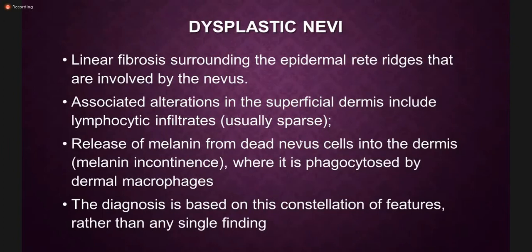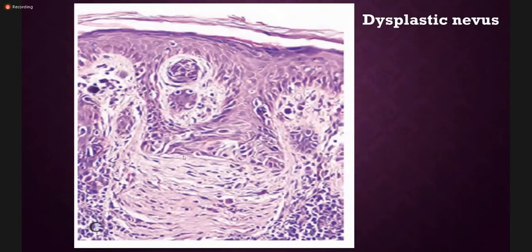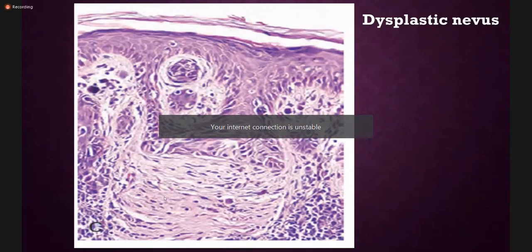So this is a picture of a dysplastic nevus. You can see that this is epidermis and this is dermis, and there's fusion of the rete ridges with each other, and you can see some irregular proliferations of melanocytes which are present along these rete ridges. Some nests are present here, some present here. Whereas this is the dermis, you can see this is linear fibrosis in the dermis.